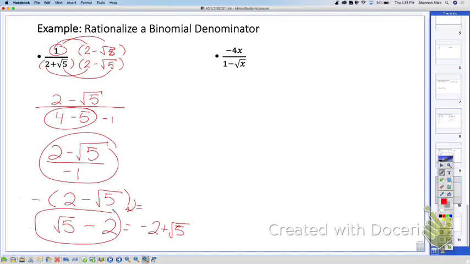Okay, so I'm going to multiply by the conjugate of the denominator.